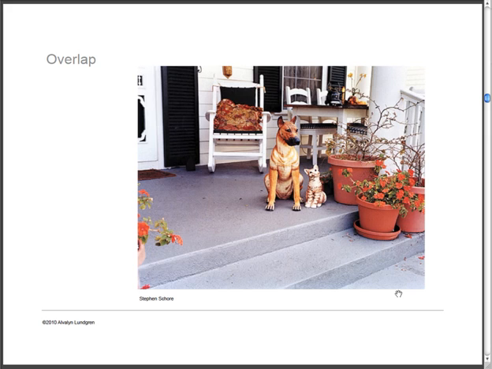Overlap is another way that we create deep space, the illusion of depth, the illusion of reality. In this photograph, we have the ceramic animals overlapping the chair and tables behind them. The chair and tables are overlapping the facade of the house. The flower pots are overlapping each other and overlapping the column on the porch and so forth. And so by virtue of things overlapping, we create that sense of depth.